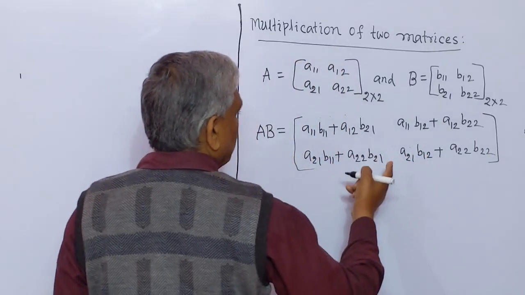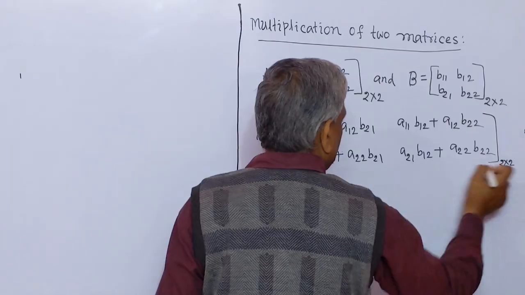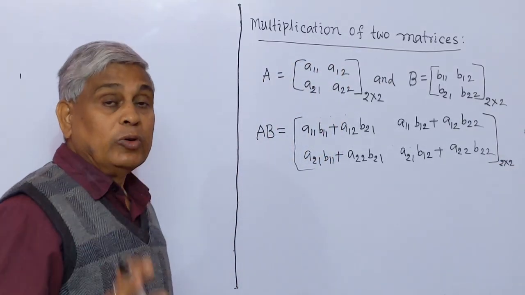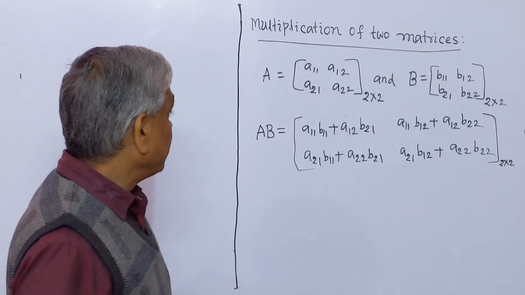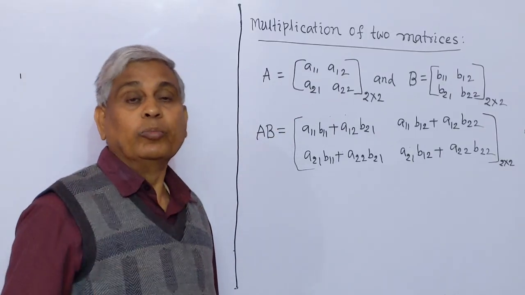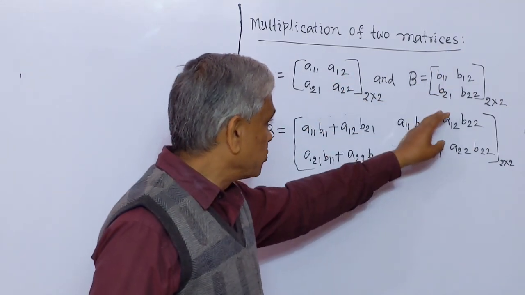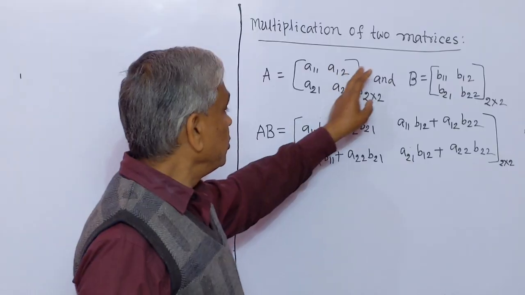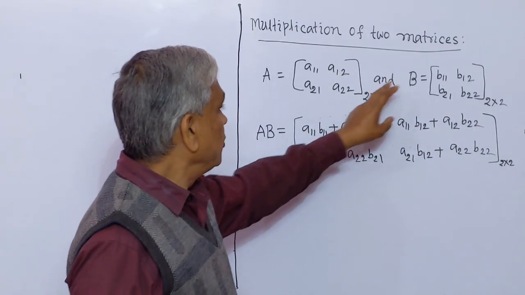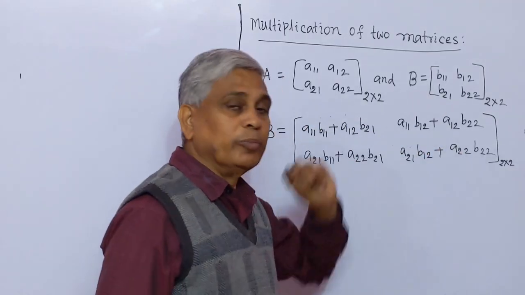This is also a 2 by 2 matrix, meaning the number of rows of A and the number of columns of B. In this way, we multiply two matrices. This type of multiplication is called row multiply column. Firstly, first row, first column. First row, second column. Then second row, first column. Then second row, second column.